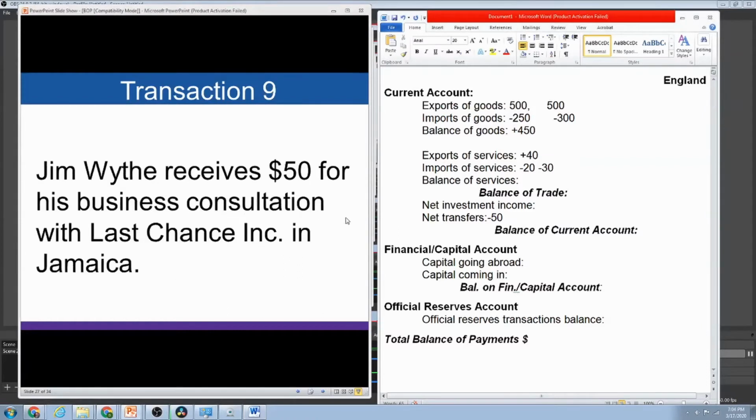Then we have Jim White receives $50 for his business consultation with Last Chance Incorporated in Jamaica. A question came up a lot on the sheets. Is Jim White English? Is he from England? What's the concept? Well, if he's receiving $50 for a consultation with Last Chance in Jamaica, then he must be in England. Because again, we're doing balance of payment transfers. All right, so he's getting the $50. That money is coming in. So that's an export of services. Whoa, didn't want that to happen.